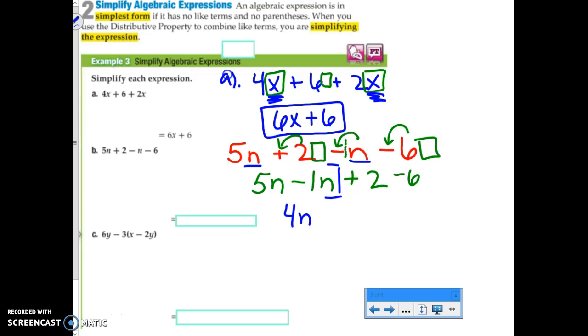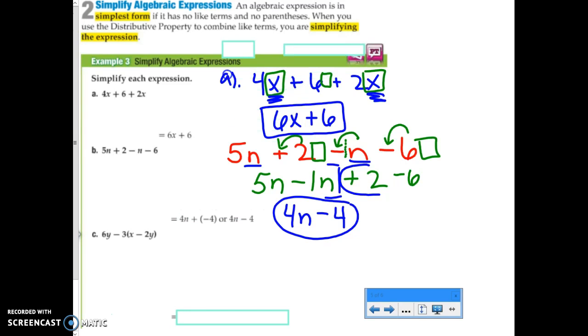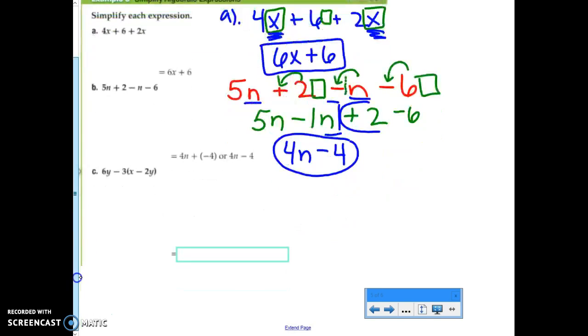And I know that a 2 minus 6 gives me a -4. And because those are not like terms, you cannot combine them any further. All right, let's scroll down really quick here and take a look at our last problem.